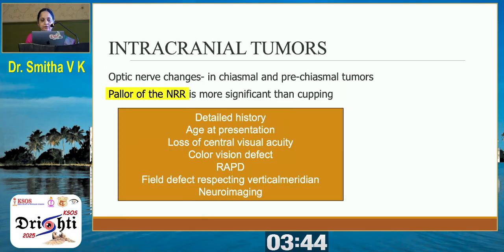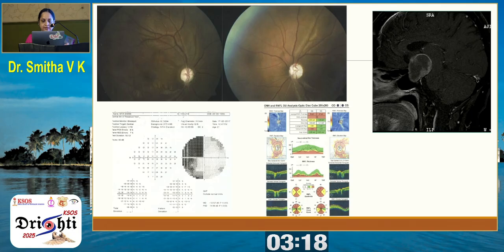Intracranial tumors like chiasmal and pre-chiasmal tumors can have optic nerve changes. These include pituitary tumor, craniopharyngioma, optic nerve sheath meningioma, etc. Here, pallor of the rim is more than cupping. Detailed history, age of presentation, loss of central visual acuity, color vision defects, RAPD, field defects respecting vertical meridian, and neuroimaging help us to get to the diagnosis. Here, this is a patient with pituitary adenoma with bilateral disc pallor, and there is no PL in the left eye and right temporal hemifield defect in the right eye.